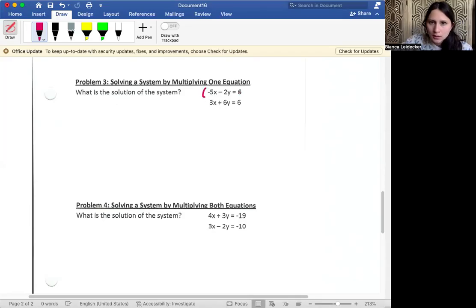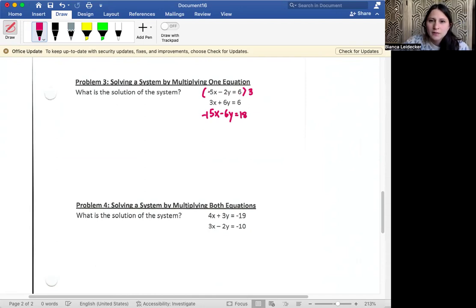So what I'm talking about is if I look at this whole term, I can look at like 2 and 6. 2 is a factor of 6. And honestly, if I multiply 2 by 3, I will get -6. So because I can't just multiply -2y by 3, I have to multiply everything. So -5 times 3 is -15x. And then -2y times 3 is -6y. 6 times 3 is 18.